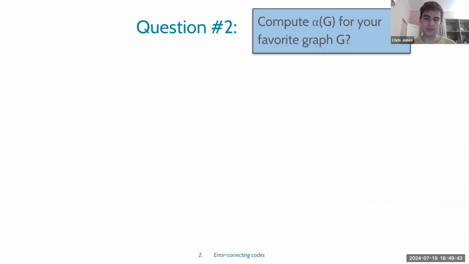So let's look at computing the independence number for my favorite graph G. Before I talk about my favorite graph, I'll just mention another graph that people have been studying recently. It's the Paley graph. This was studied using similar techniques in a recent paper by Kunisky and Yu, but I won't talk about it anymore.